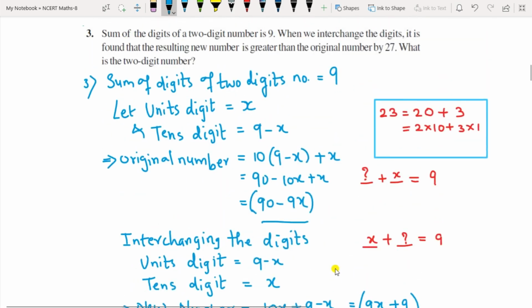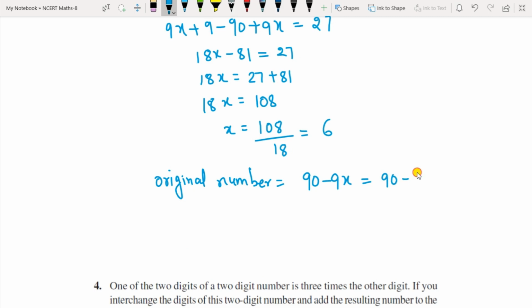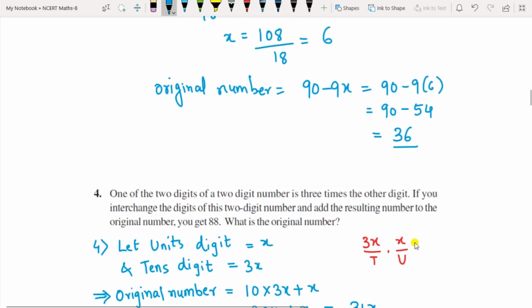So what was x here? You need to find the original number here. Substitute x in the original number and you will get the answer. So right here, original number equal to 90 minus 9x, that gives 90 minus 9 into 6, that is 90 minus 54. So the answer is 36. So that is the original number.